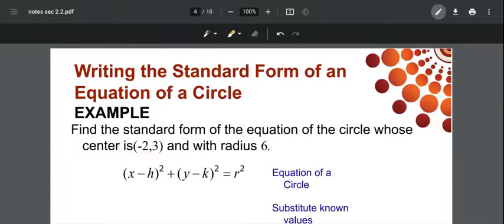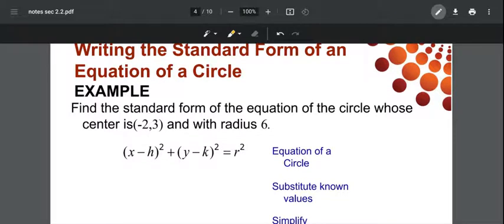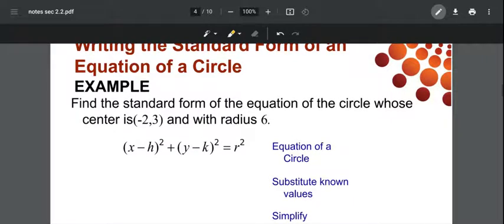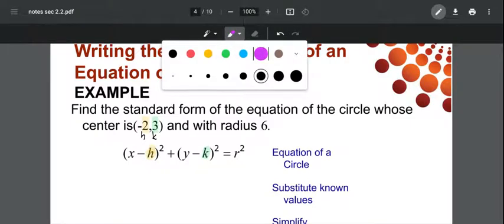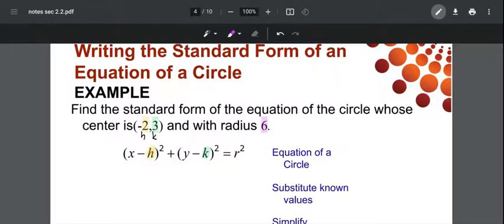So step number one, you want to write the equation of the circle in standard form. So this is x minus h squared plus y minus k squared equals radius squared. Next, we're going to substitute known values. So we know the center, which is the point h, k from the standard form. So we're going to substitute for h negative 2, and for k we substitute 3. Also, we know the radius. The radius is equal to 6 units. So we're going to replace r with 6.